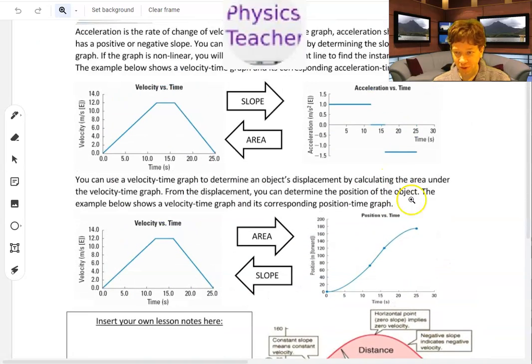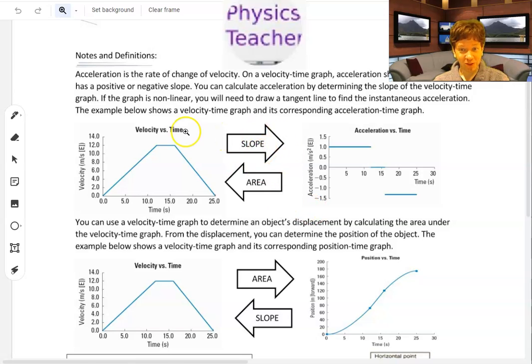So we did look before at velocity and position time graphs, where we learned that if you can find the slope from a position time graph, you can get the velocity. And if you find the area from a velocity time graph, you can get displacement. Not directly position, but displacement.